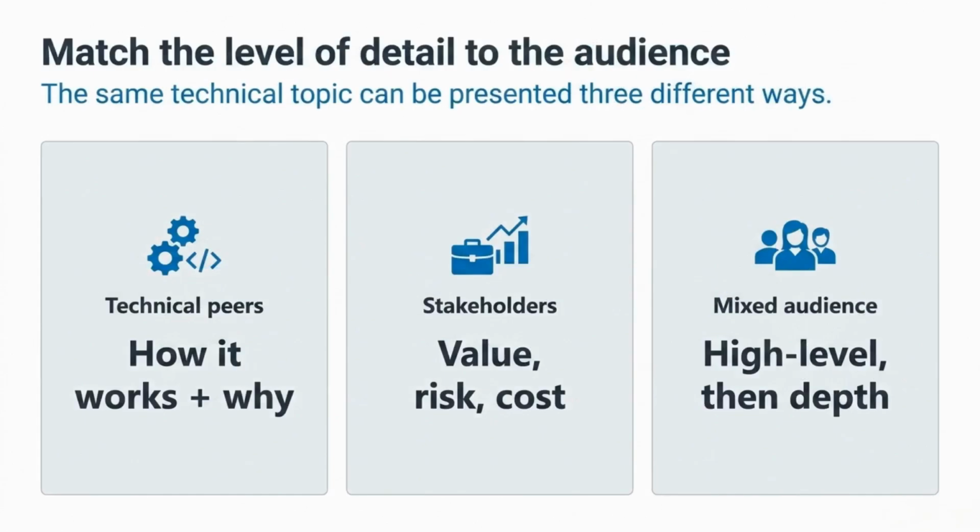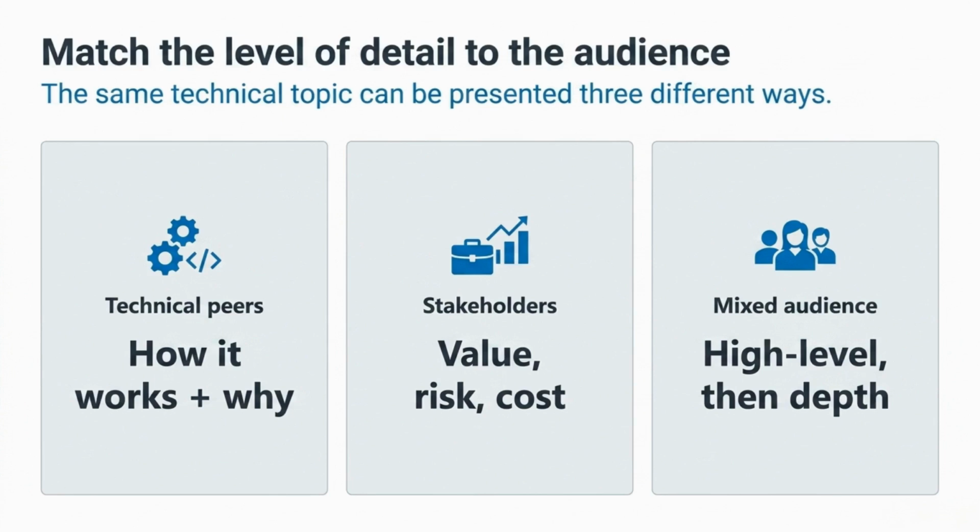Different audiences need different levels of detail. Technical peers usually want methodology, architecture, implementation details, assumptions, and trade-offs. Non-technical stakeholders usually want the business impact, how the solution reduces cost, improves reliability, lowers risk, or supports a goal. Mixed audiences require balance. Start with the high-level concept so everyone can follow.